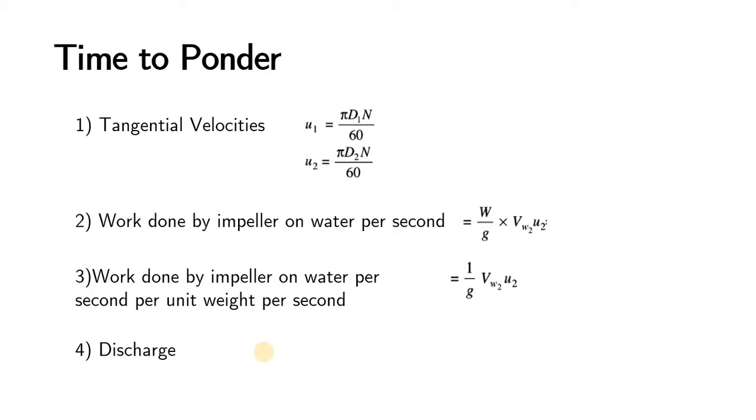The discharge can be calculated, and discharge is area into velocity from the concept of the continuity equation. That equals pi d1 b1 into vf1 at inlet, and it is also true for outlet: pi d2 b2 vf2, where d1 and d2 are the diameters, b1 and b2 are the widths, and vf1 and vf2 are the velocities of flow at inlet and outlet respectively. For discharge being constant, velocity of flow vf1 would equal vf2.